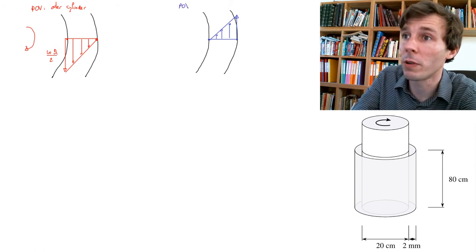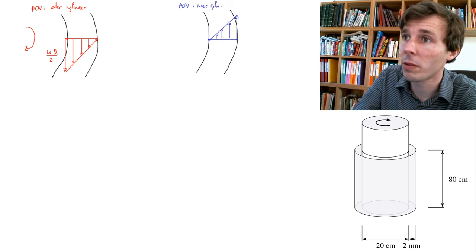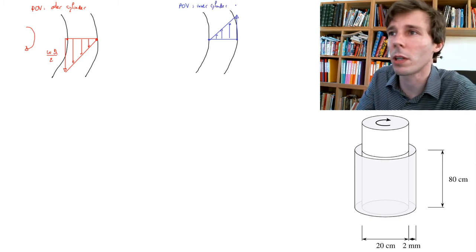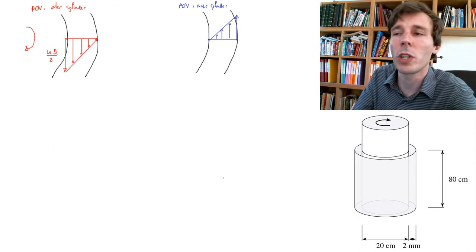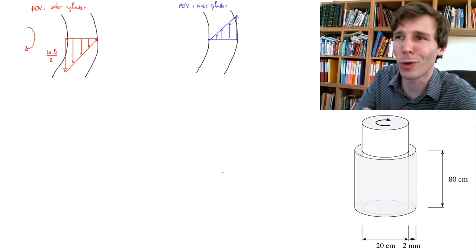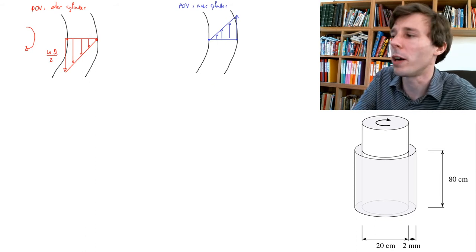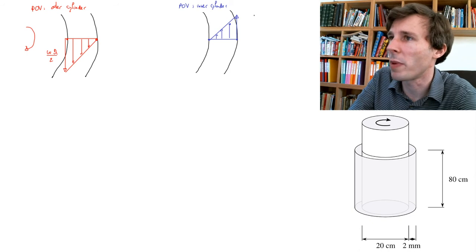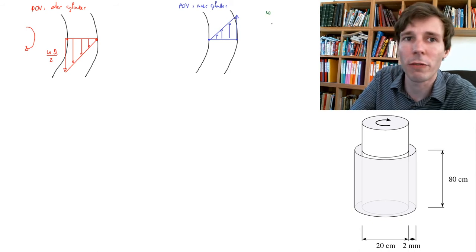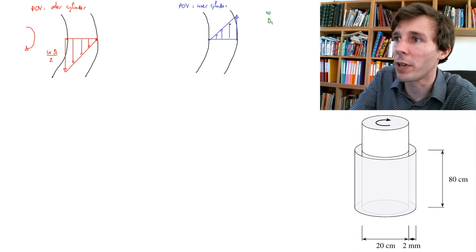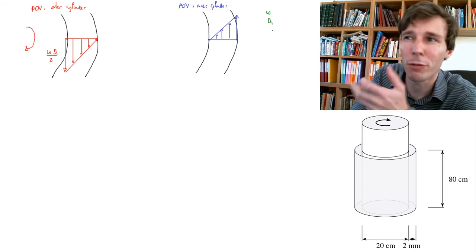It's the point of view of the inner cylinder. It doesn't really matter which point of view you adopt. The result will be the same, but perhaps conceptually it's easier to go with this. And what is the data that we know about the flow? Well, we know about omega, the rotation velocity. We know about the inner diameter, the diameter of the inner cylinder.